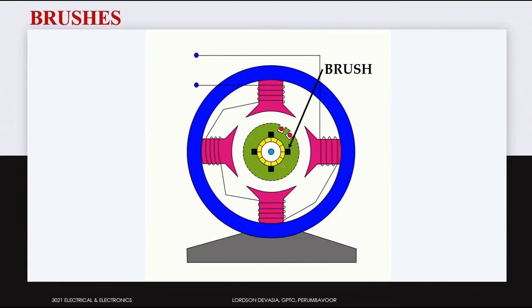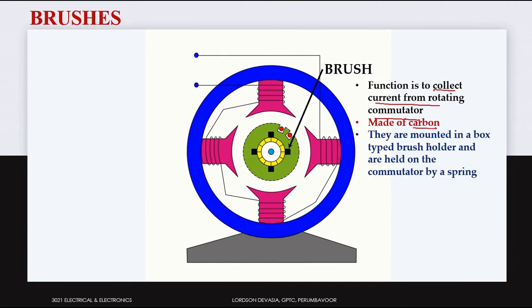Then brushes, these are the brushes. The function is to collect the current from the rotating commutator, and it is made of carbon. And അത് നമ്മൾ ഒരു ബോക്സിൽ ഉള്ളിലാണ് ഫിക്സ് ചെയ്തിരിക്കുന്നത്. They are mounted in a box type brush holder and are held on the commutator by using a spring.